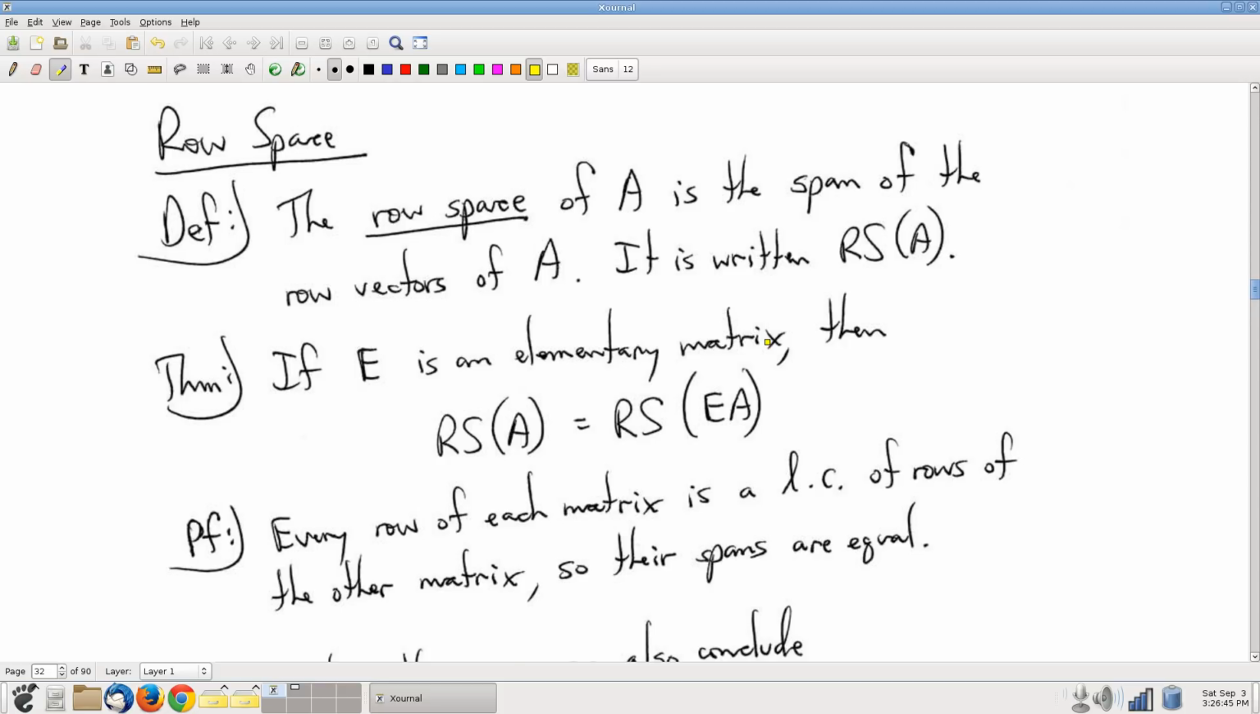The proof is pretty much this argument right here. So realizing that both of these matrices, A and EA, in each case, any linear combination of the rows of one of those matrices is also a linear combination of rows of the other matrix. And let's see in a specific example. Keep in mind the matrices are A and EA.